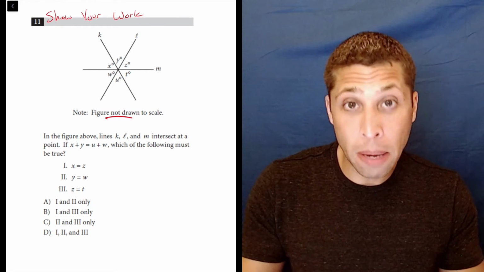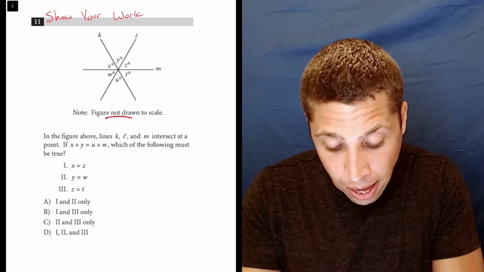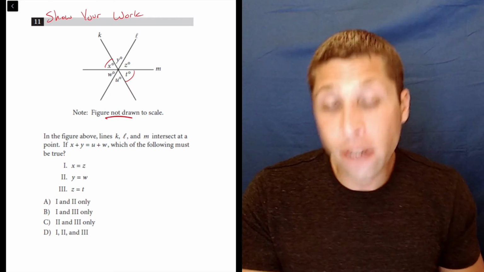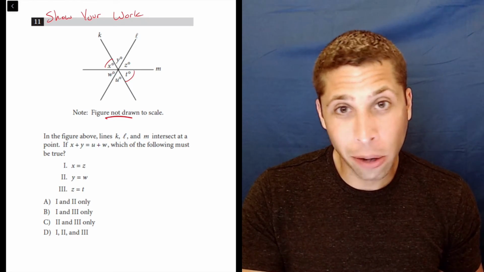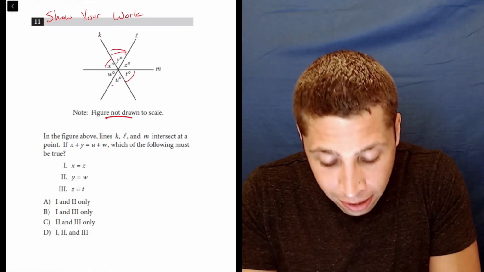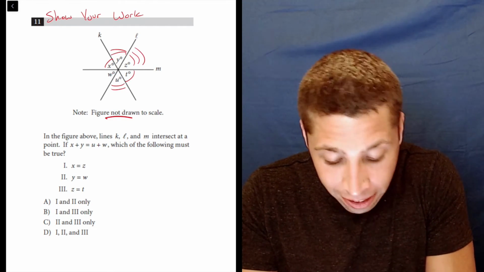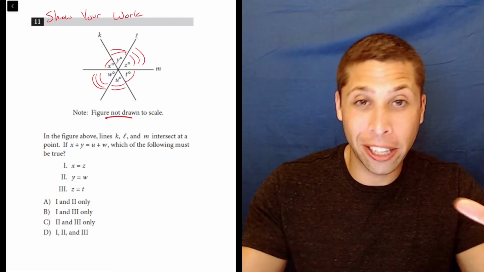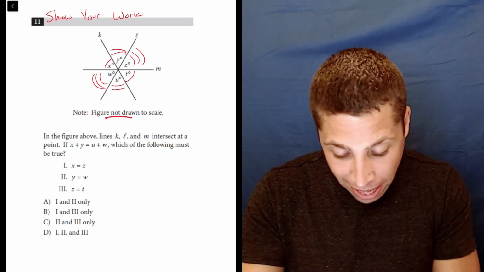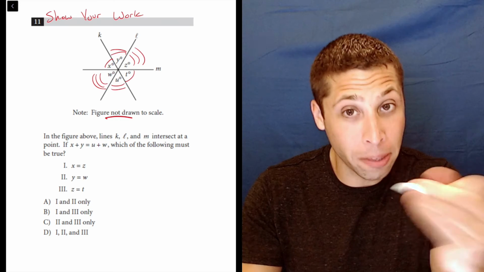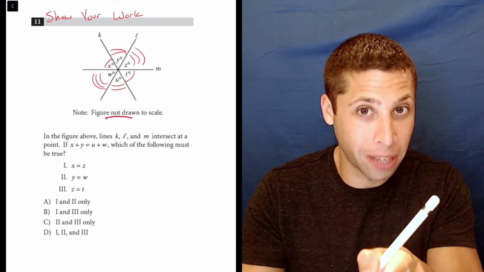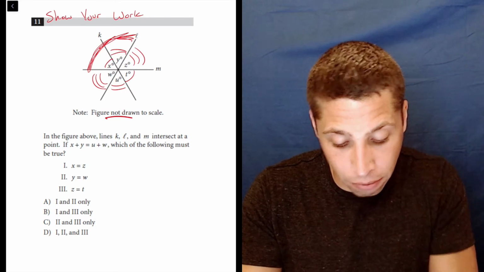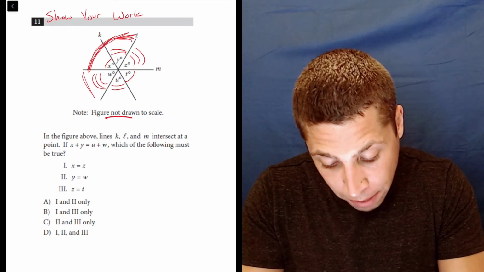So one thing that people recognize here is that with vertical angles, things like x and t are the same. And so they end up drawing this crazy version of this picture where they show all the congruent angles. And then they do something about x plus y equals u plus w. And I'm going to keep using red because you'd only have one colored pencil if you were taking the test. So people do all sorts of crazy stuff to this picture to try to make sense of it.